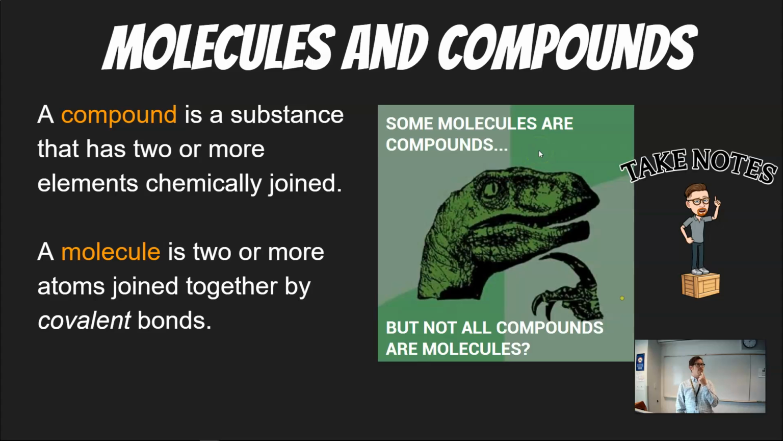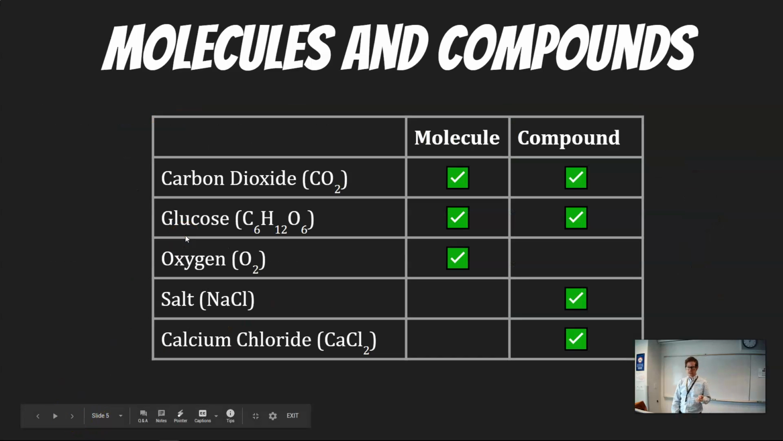So Velociraptor notes that this says some molecules are compounds, but not all compounds are molecules. That can be a little confusing. Here's an example that I hope will make this a little more clear, of things that are either molecules or compounds or both. Carbon dioxide, that stuff that we breathe out a lot, is a molecule. How do we know that? Because the carbon and the oxygen are covalently bonded together. It's also a compound. How do we know that? There are two different elements involved, carbon and oxygen.